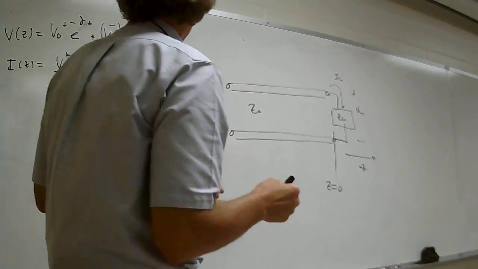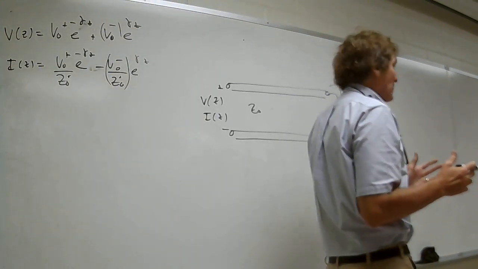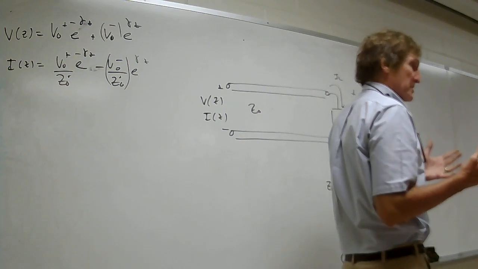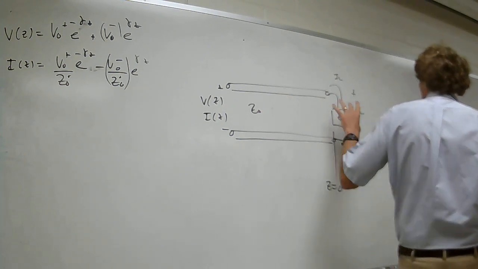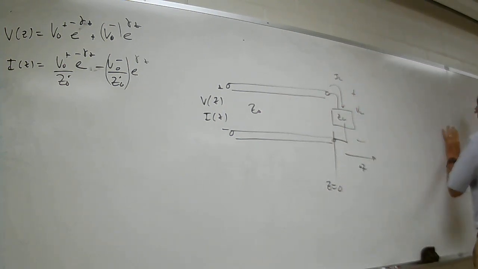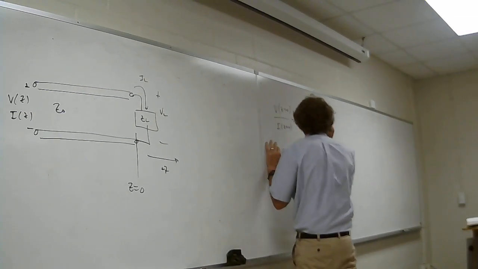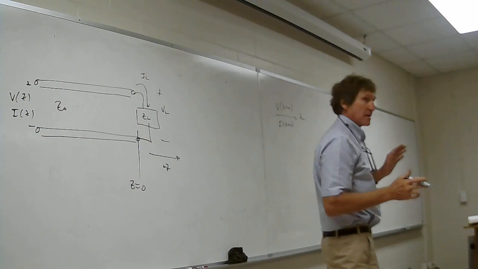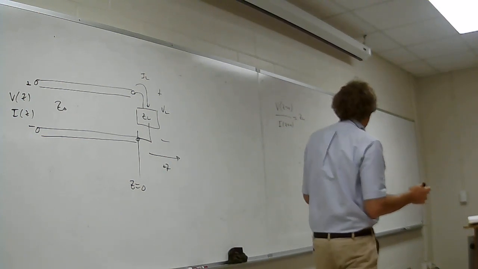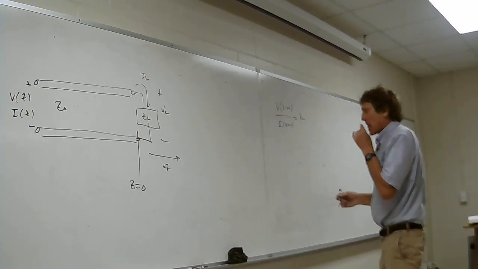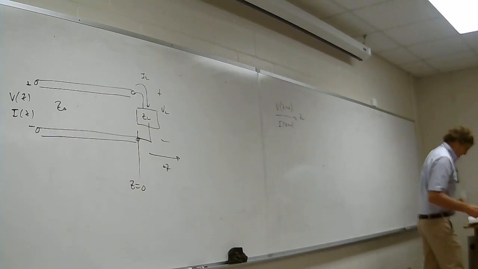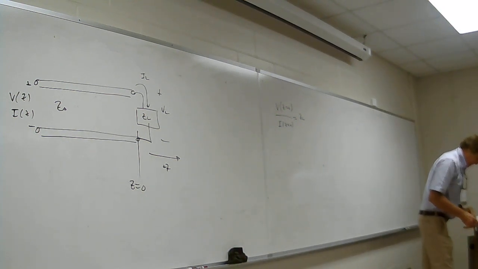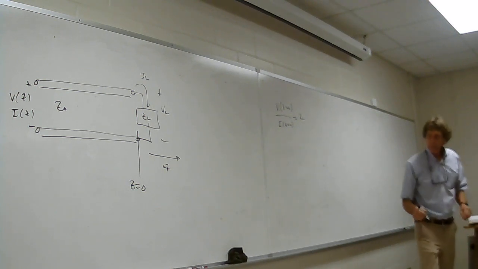Now, the ratio of voltage to current anywhere would be considered an impedance, right? If you're right here at the load, the ratio of V at z equals 0 over I at z equals 0 would be the load impedance by definition. Do you agree with that? Y'all see that, class? Now, what is that equal to?